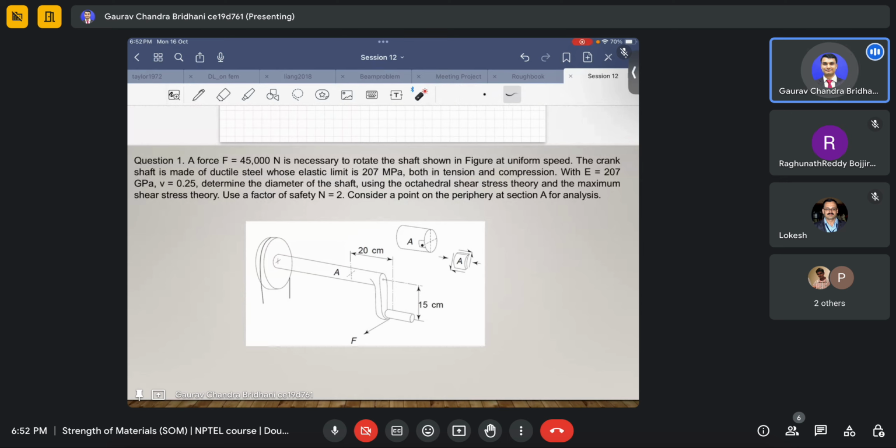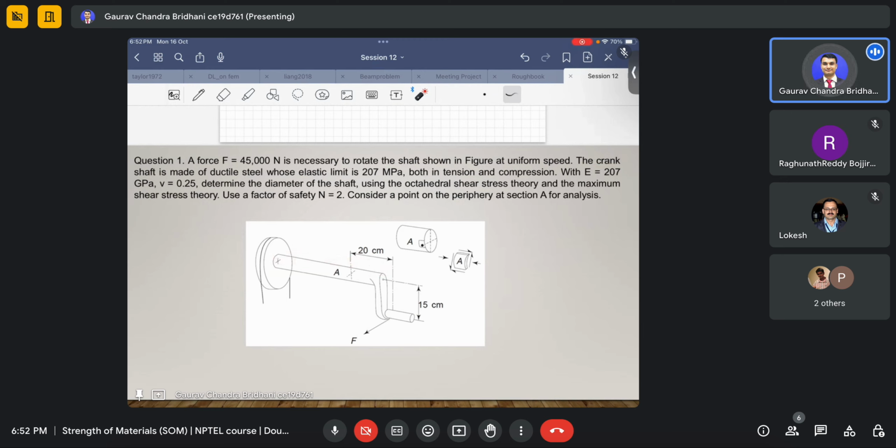So here is one problem. Here it says that a force F, you can see in the figure, is applied and is necessary to rotate the shaft shown in the figure at uniform speed. So this force F is applied on this handle of the shaft to rotate it at a uniform speed. The crank shaft, this is the crank.